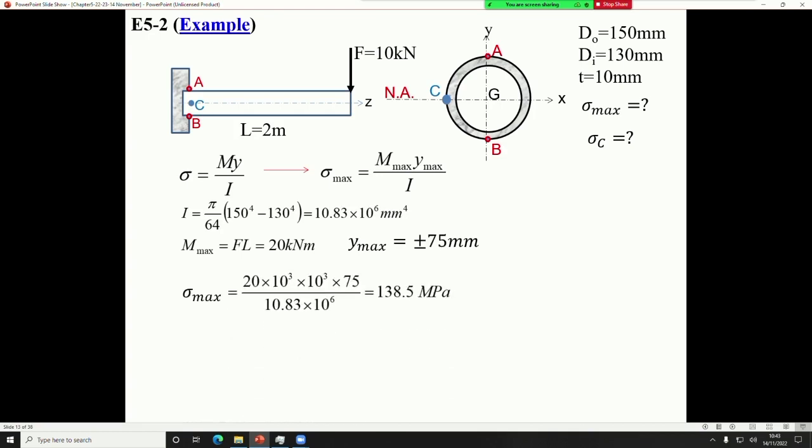So what is the coordinate of point C? Is it 10, 20, 0? What is the coordinate of C in the XY coordinate system? It's located on the x-axis. What is the y coordinate of C? 0. That's correct. So therefore, the normal stress acting on point C must be equal to 0.